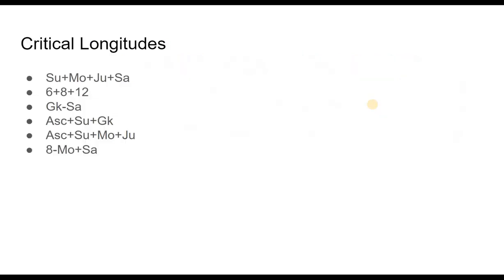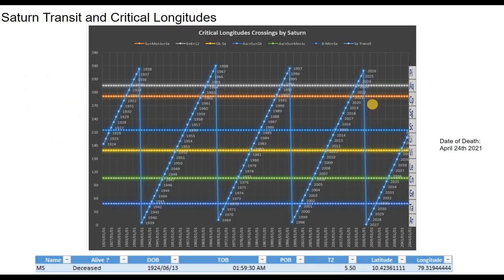As I already told you in the last video, the critical longitudes that we are talking about are what you see as Sun plus Moon plus Jupiter plus Saturn, 6th house plus 8th house plus 12th house, and Gulika minus Saturn and all that, which were already discussed in our previous video. What I have done here is I have taken just one person. You can use it for any of you.